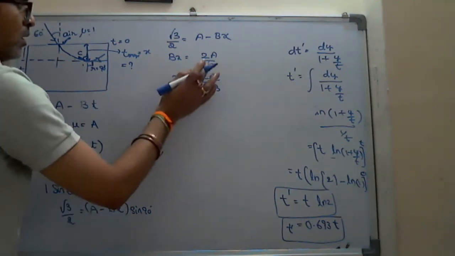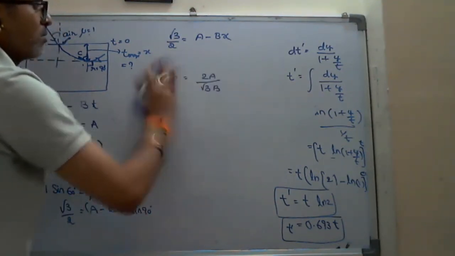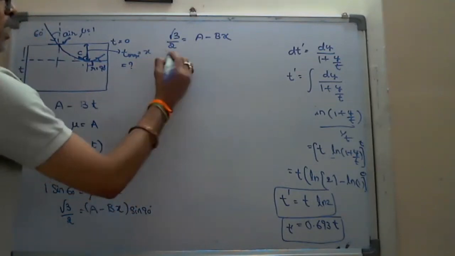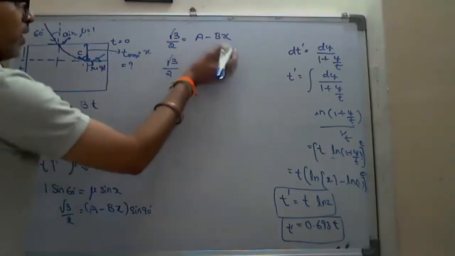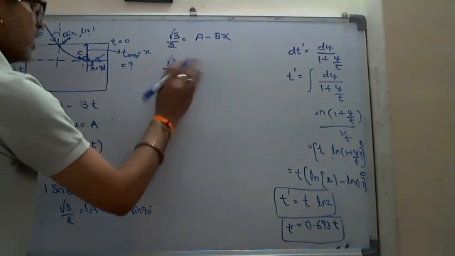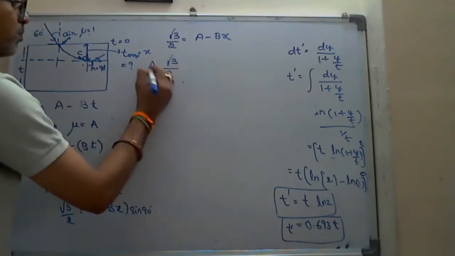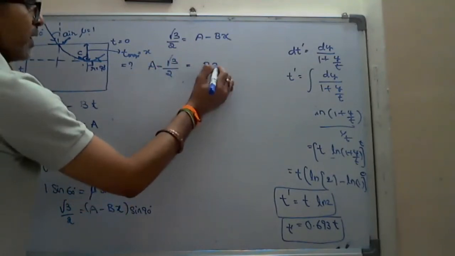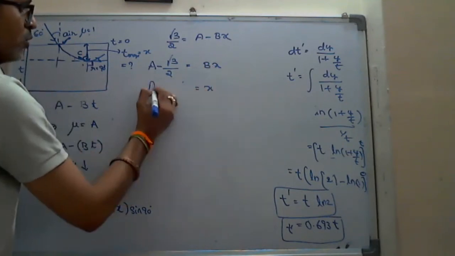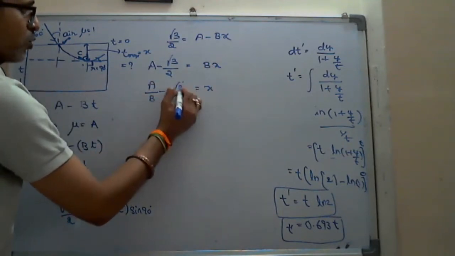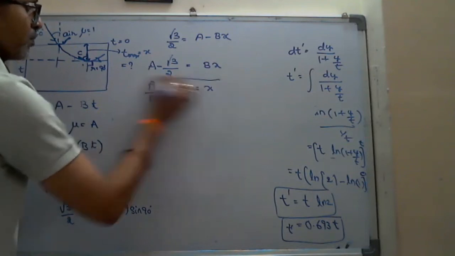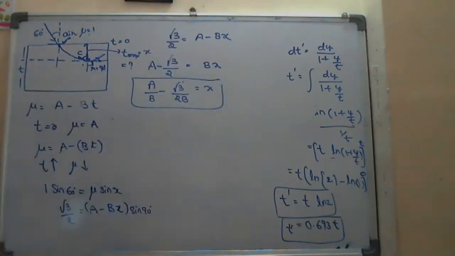Sorry, this is wrong, absolutely wrong. What is this nonsense? A minus √3/2 is equal to bx. Therefore, x is equal to a by b minus √3 by 2b. This is the answer now.